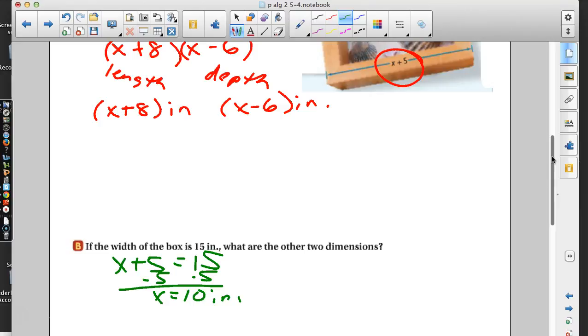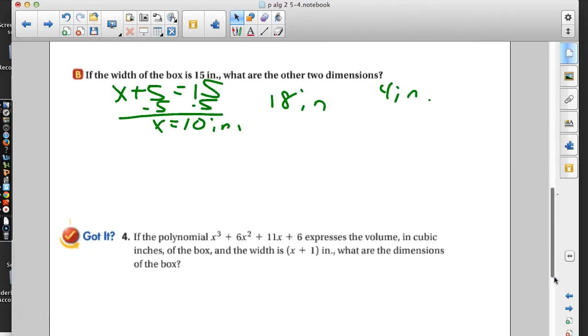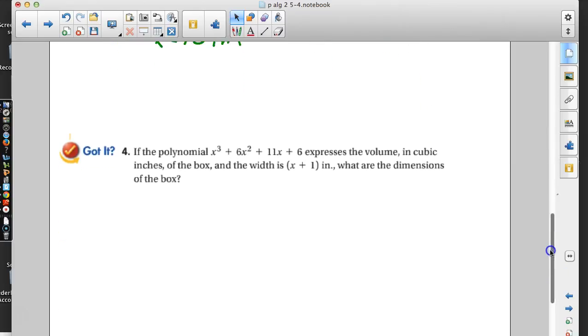And if we know that x is 10, could we figure out the length and the depth? Of course we could. 10 plus 8 is 18 inches. 10 minus 6 is 4 inches. Ta-da! You know, a little bit of algebra, that's all that is. Synthetic is a dream. It is a dream.